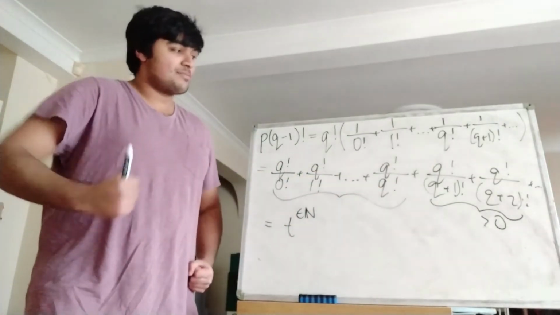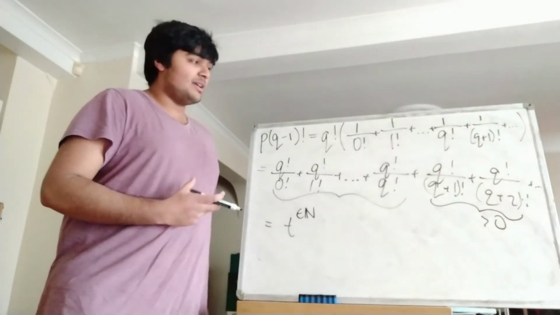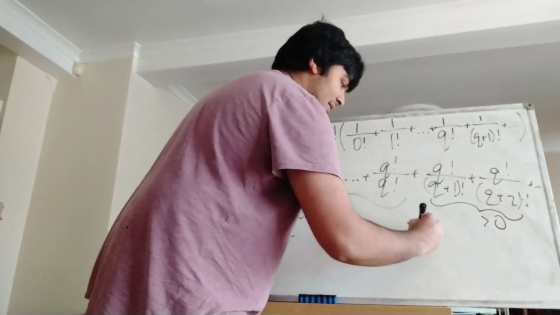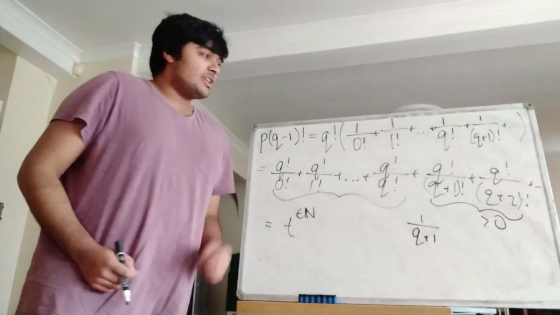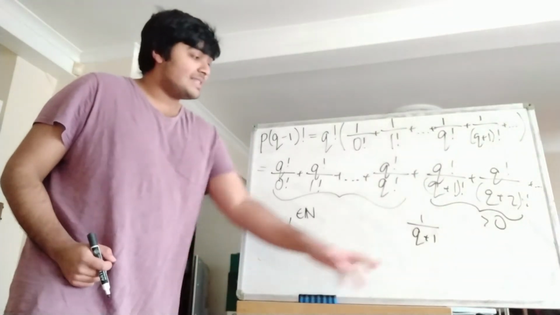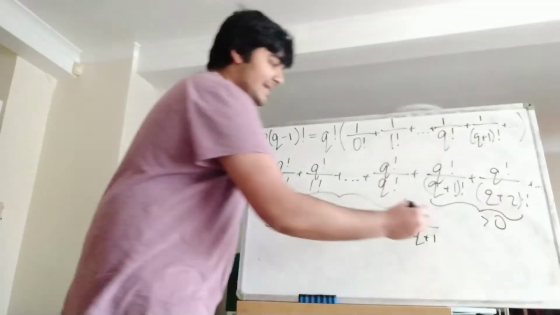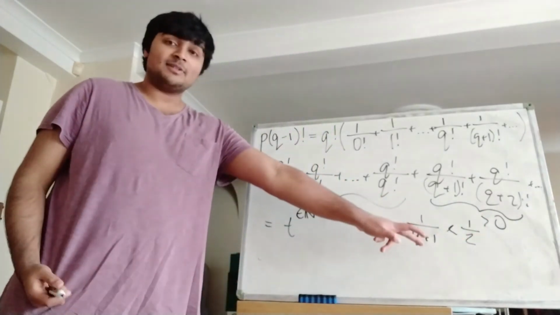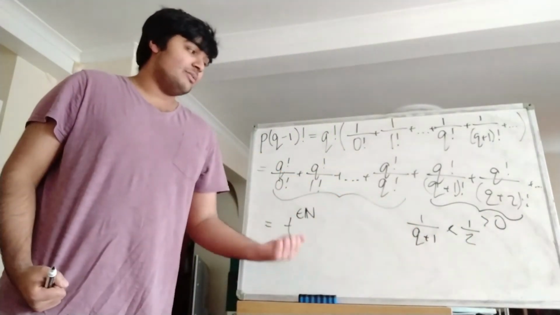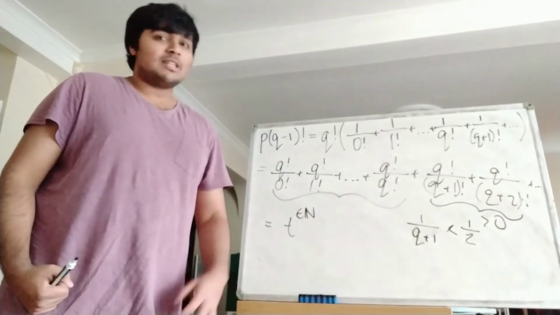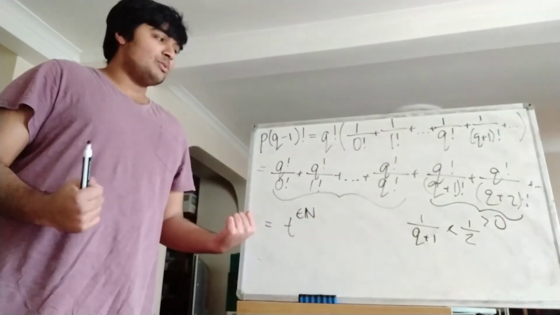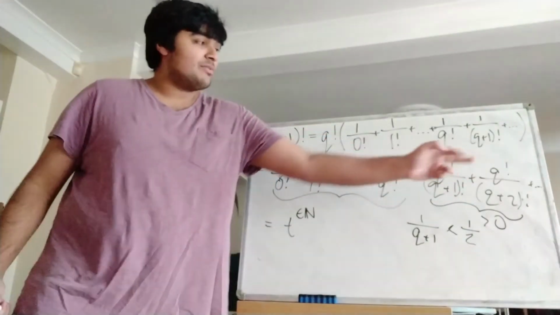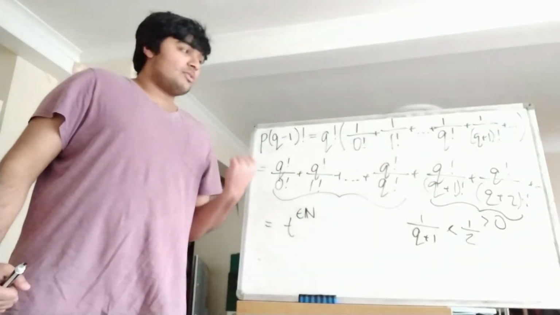Well, let's look at the first term, q factorial over (q+1) factorial. That thing there is going to be 1 over (q+1). But we know that q is at least 2. So this thing here is going to be strictly less than a half. Because q is at least 2, that means q+1 is at least 3. So that means 1 over (q+1) is going to be at most a third, but that's still less than a half.